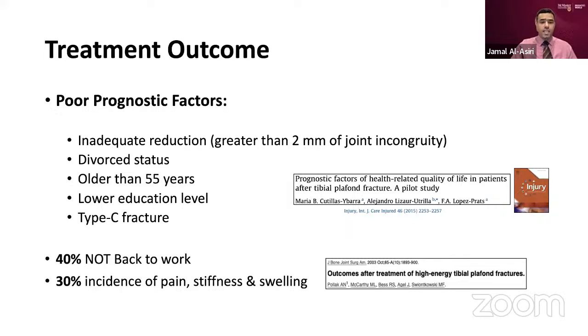Poor prognostic factors were published in Injury Journal in 2015. Multiple factors, including inadequate reduction, which we talked about, shouldn't be greater than 2 millimeters of joint incongruity. Divorced status means you don't have family or social support. Older than 55 years, which is associated with medical health issues. Lower education level, which relates to the compliance of the patient, and type C fracture versus comminuted fracture. As the outcome showed, 40% are not back to work, and there is a 30% incidence of chronic pain, stiffness, and swelling.